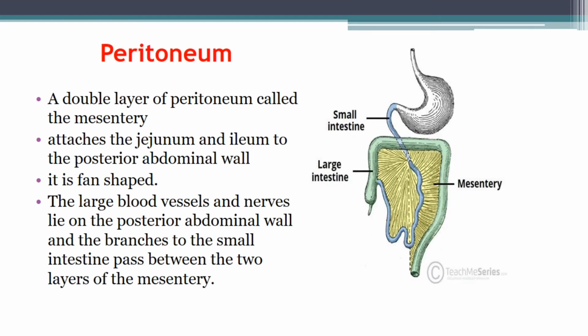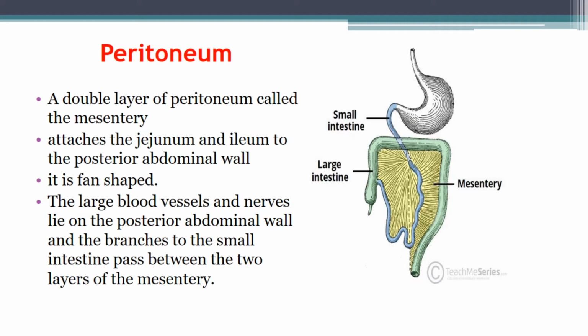The peritoneum has a double layer called the mesentery. It attaches the jejunum and the ileum to the posterior abdominal wall for holding the organs. It is fan-shaped. This is called the mesentery. You can see in the figure it is fan-shaped.